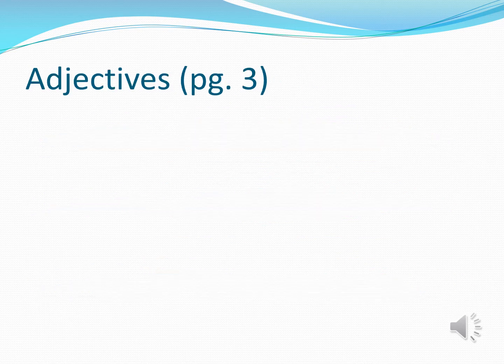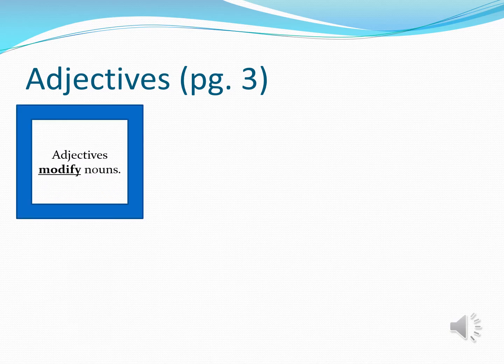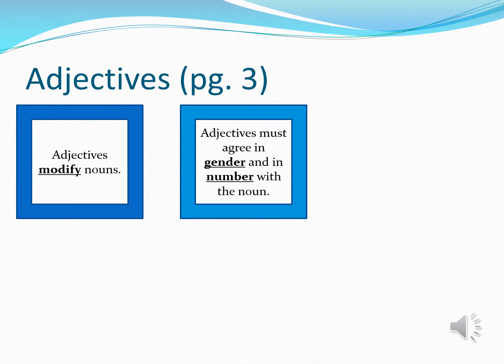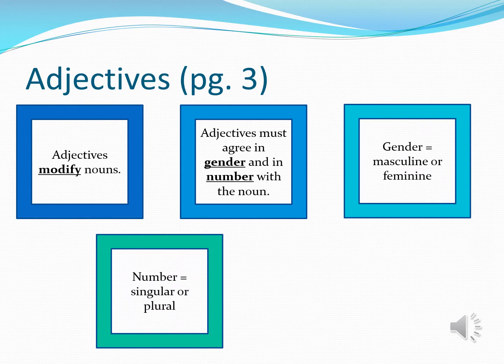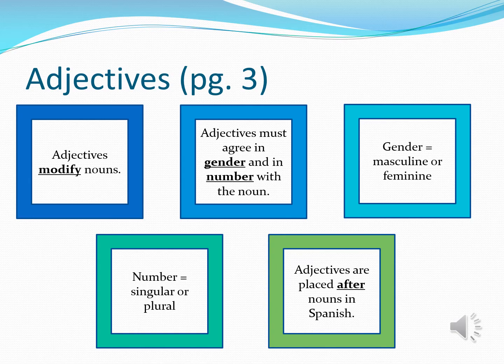So adjectives modify our nouns. They describe our nouns. And in Spanish, adjectives must agree in gender and in number with the noun. What does that mean? Gender means masculine or feminine, and number means singular or plural. So the adjective needs to match the noun. And remember that we place our adjectives after the noun in Spanish.